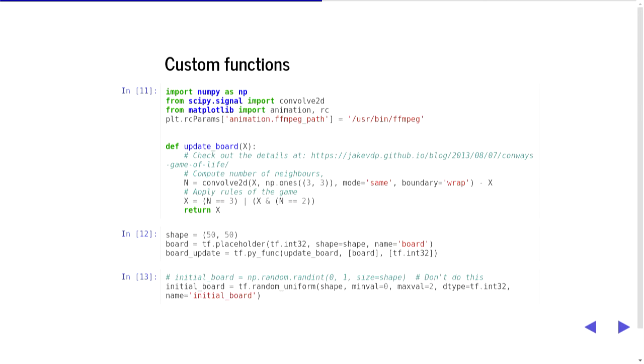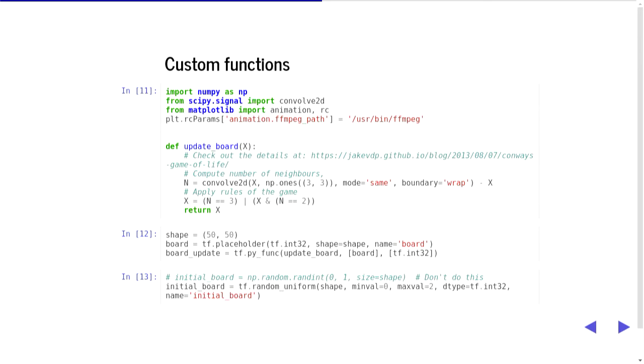So we can replace all this with a TensorFlow operation, but this is a very good example, I think, for PyFunc. So we create that board update, which is a PyFunc. It creates that Python function, turns it into a TensorFlow node, and puts that on our computational graph. And then from that point on, everything else is pretty straightforward.